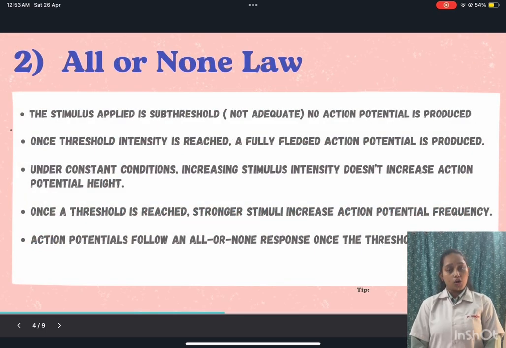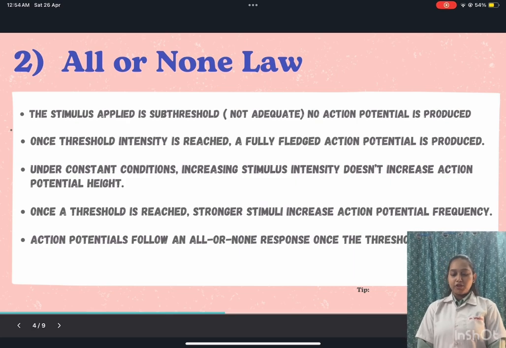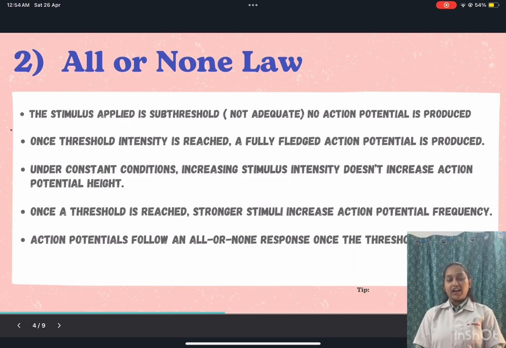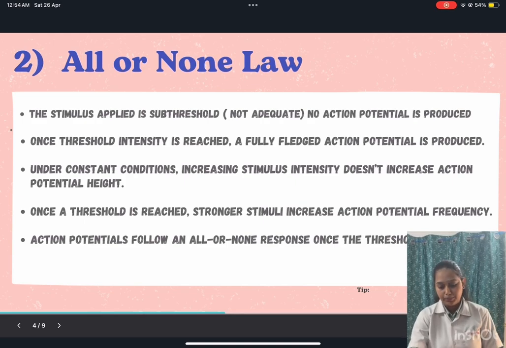Second is the all or none law. If the stimulus applied is sub-threshold, the potential is not reached. Once threshold intensity is achieved, a fully fledged action potential is produced. Under constant conditions, increasing stimulus intensity doesn't increase action potential height. Once the threshold is reached, stronger stimuli increase action potential frequency.